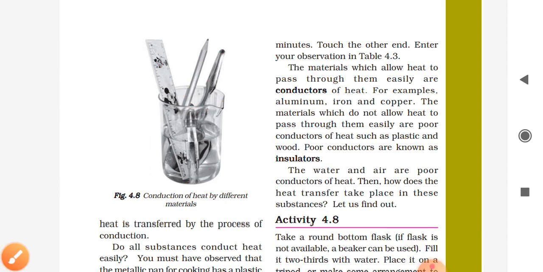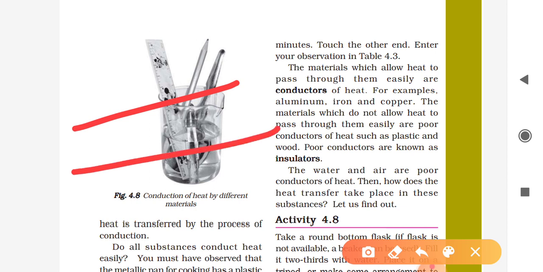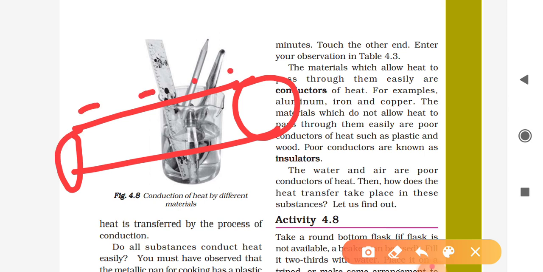Now, what is an insulator? Some materials are poor conductors of heat, which do not allow heat to transfer from here to here. These poor conductors are known as insulators. That means water and air are poor conductors of heat.